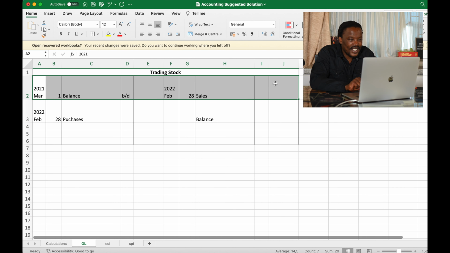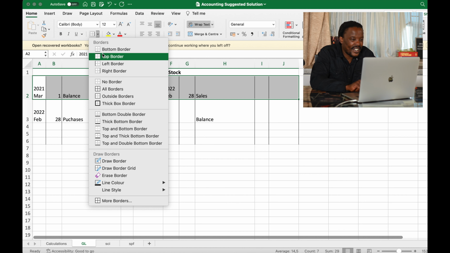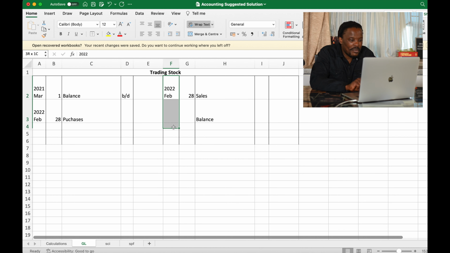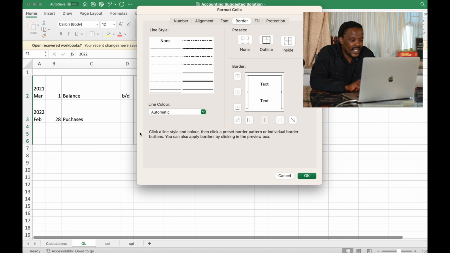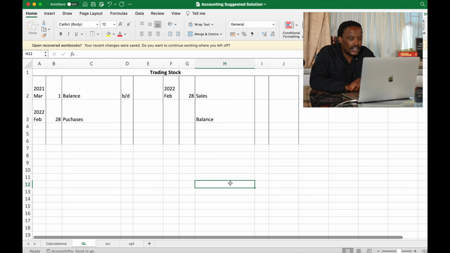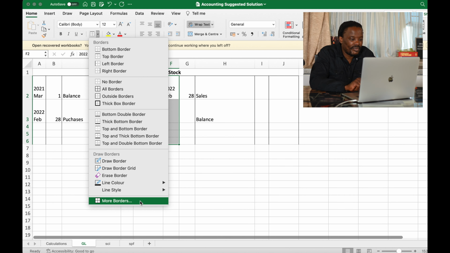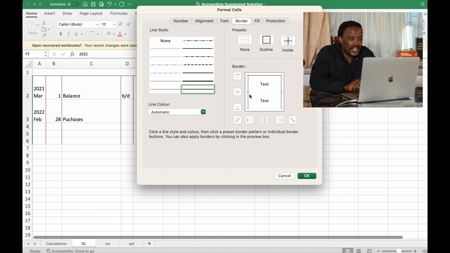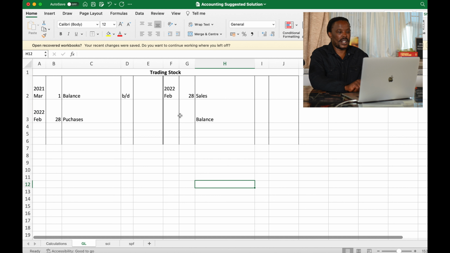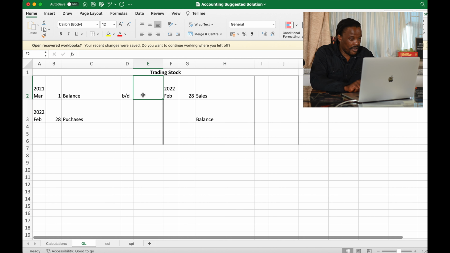Let's do this, put the top line and put the double line, more borders. Put this double line, more borders, double line here. Yes, 100%. Now we have this, we have that, simple.